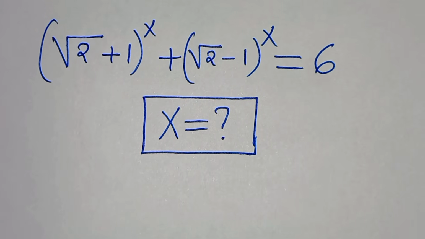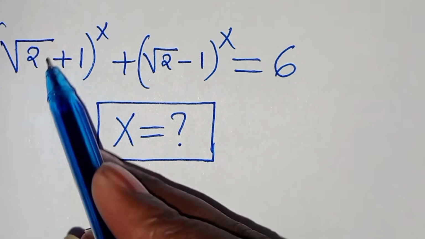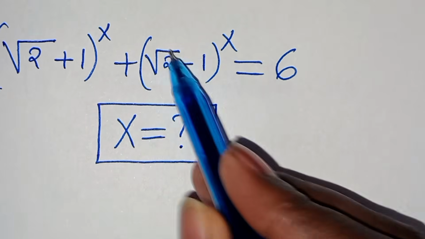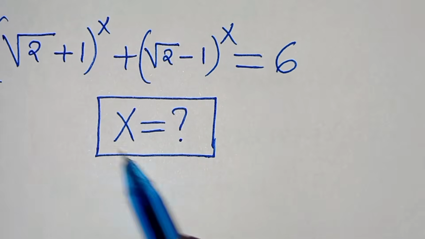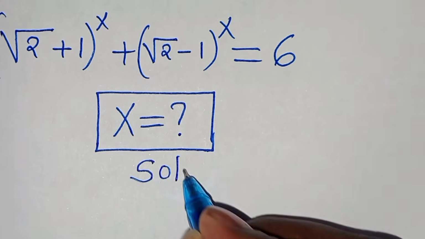Hello everyone, you're welcome to solve this nice algebra problem, which is (√2 + 1)^x + (√2 − 1)^x = 6. So what is the value of x? Now let's provide a solution from here.